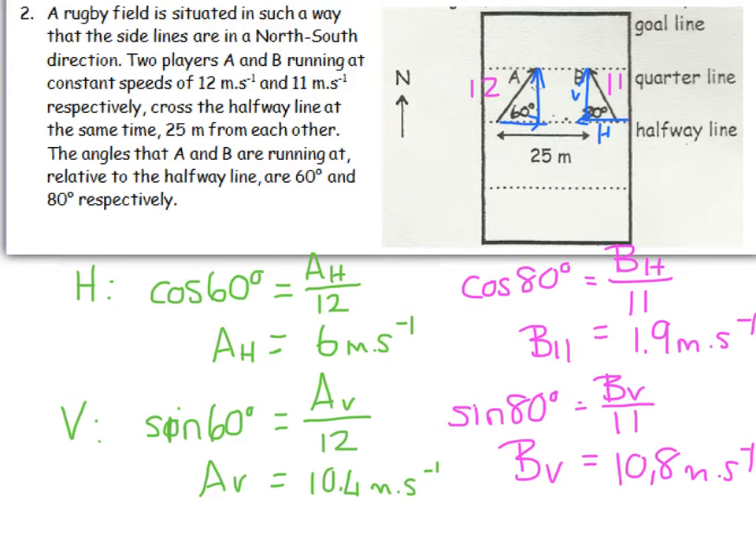Then it asks me, who is going to cross the quarter line first? In other words, who is making the fastest vertical progression? Who is going vertically forward faster? And it turns out that B is making more vertical progress than A is making. B is making much less horizontal progress, but in terms of getting across the quarter line, 10,8 is greater than 10,4.